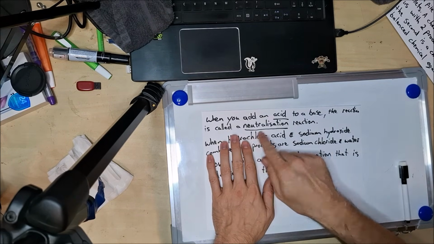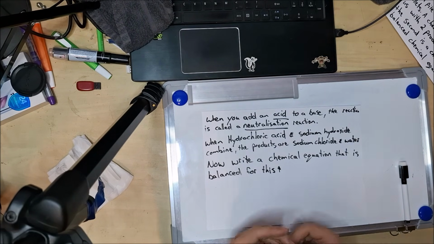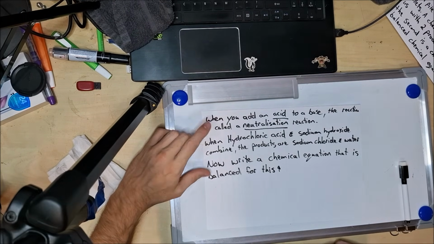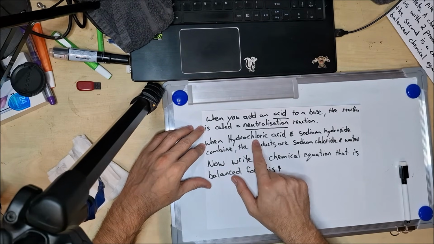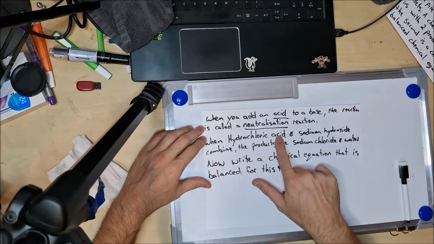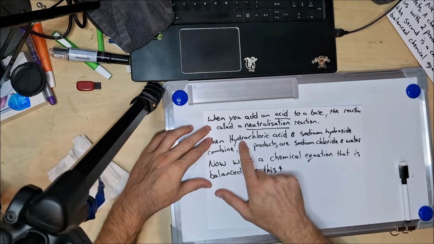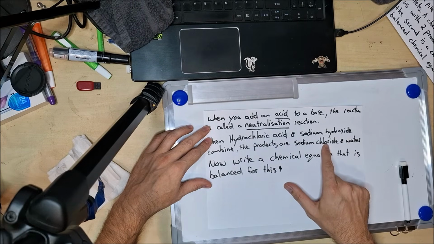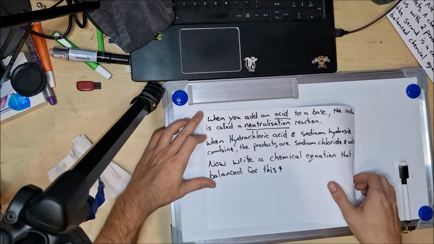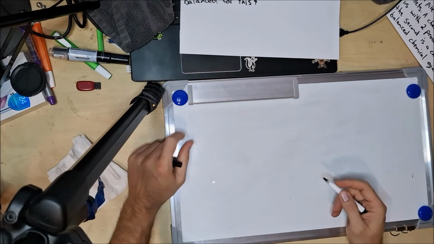Now, getting back to your neutralization reaction, whenever you hear that word, you know that one of your products is definitely going to be water. Let's have a look at our sentence here. It says when hydrochloric acid and sodium hydroxide combine, an acid and a base, the products are sodium chloride, derived from hydrochloric acid, and water. They're asking you to write a chemical equation that is balanced. Let's break it down.